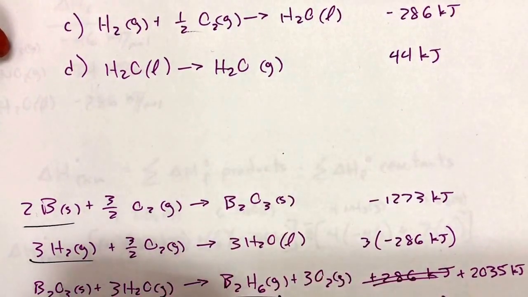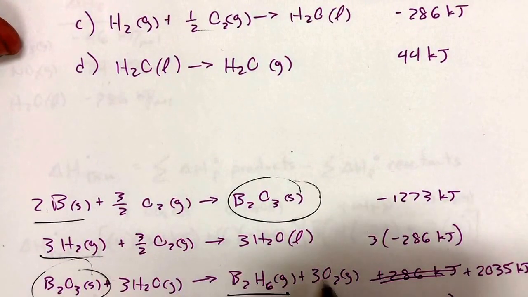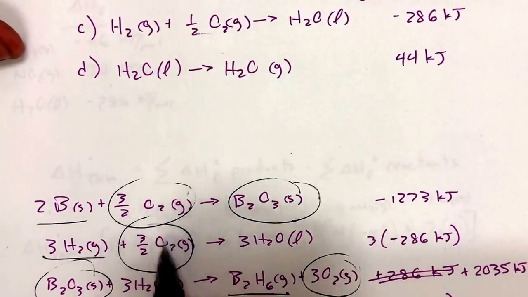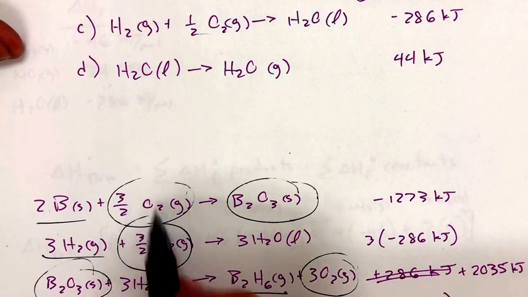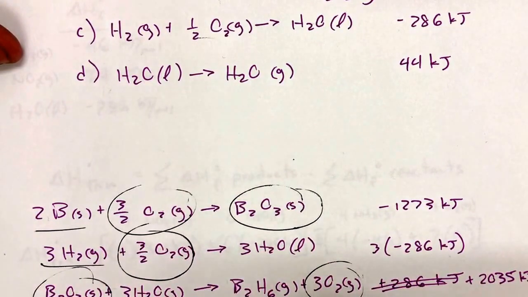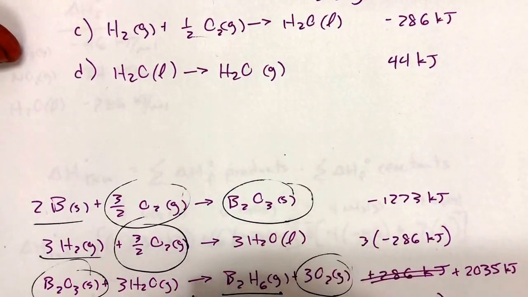We have B2O3 solid here, and we have 3 oxygens here and here. These 3 oxygens cancel out both of these. 3 halves is 1.5 and 1.5, so 1.5 plus 1.5 is 3, so this oxygen cancels out both. We cannot cancel out this 3H2O with this 3H2O because this one's liquid and this one's gas.